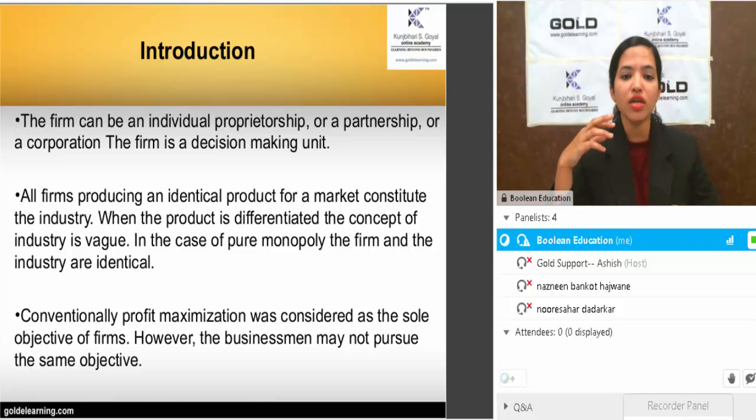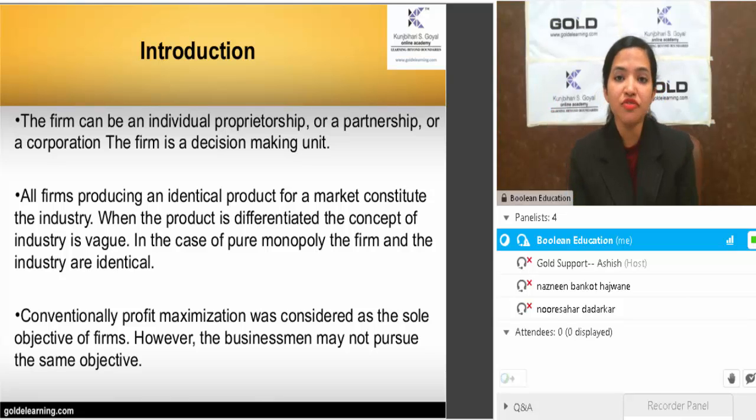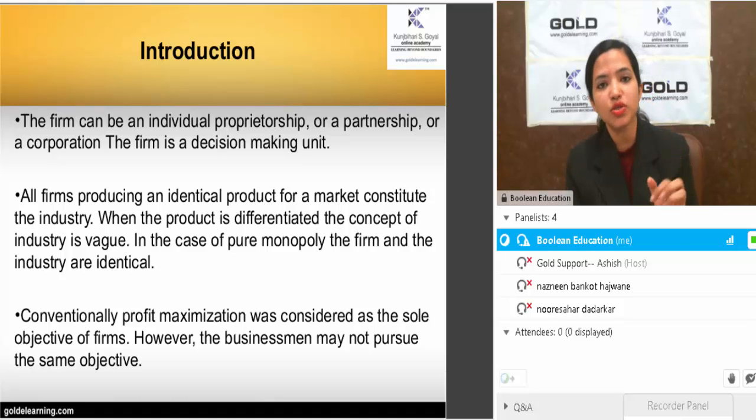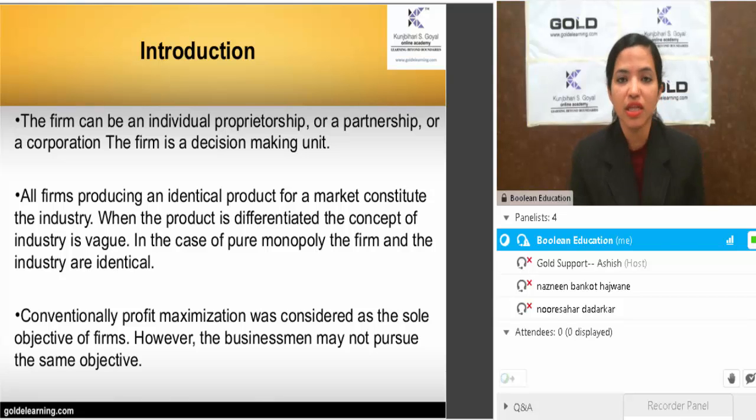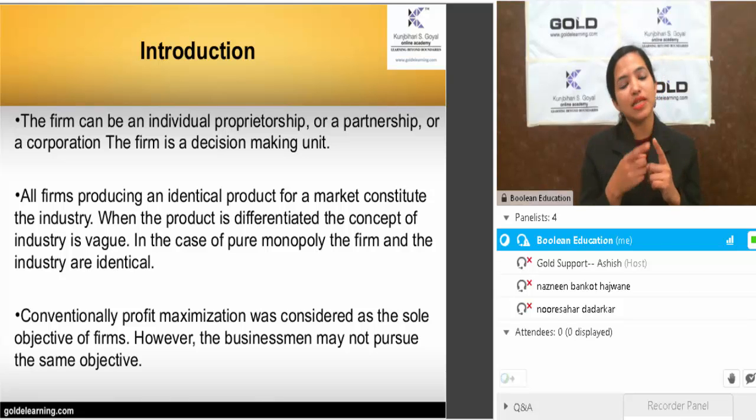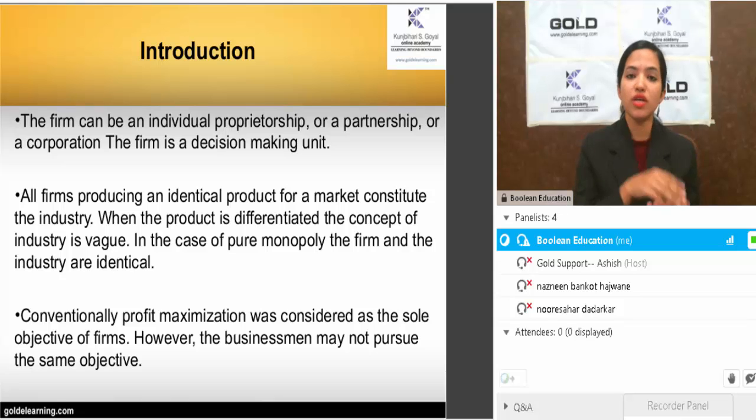But they are saying when products are differentiated, here they are talking particularly about oligopolistic competition where products are differentiated. Products are the same, yet they have small differences, very unique small differences, right? In this case, the concept of industry becomes extremely vague. In case of monopoly, firm and industry are identical. When there is pure monopoly, that is, only one firm is producing one unique commodity, this firm is a firm as well as an industry. So industry and firm are the same in case of monopoly.